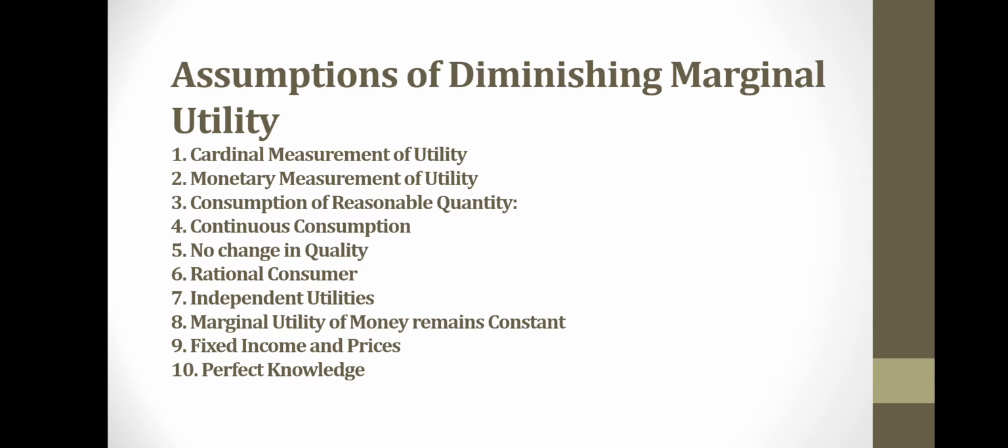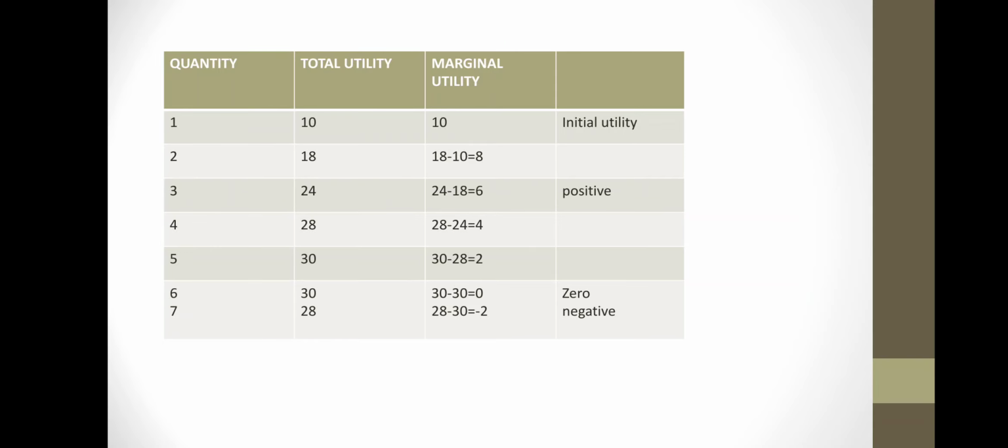Based on the assumptions, the table shows the total utility is 10 from the first unit, and as more and more units are consumed, the total utility increases further to 18, 24 and 28. At the fifth unit, the diminishing rate starts. At the sixth unit, the total utility is constant and after that the total utility goes on diminishing.